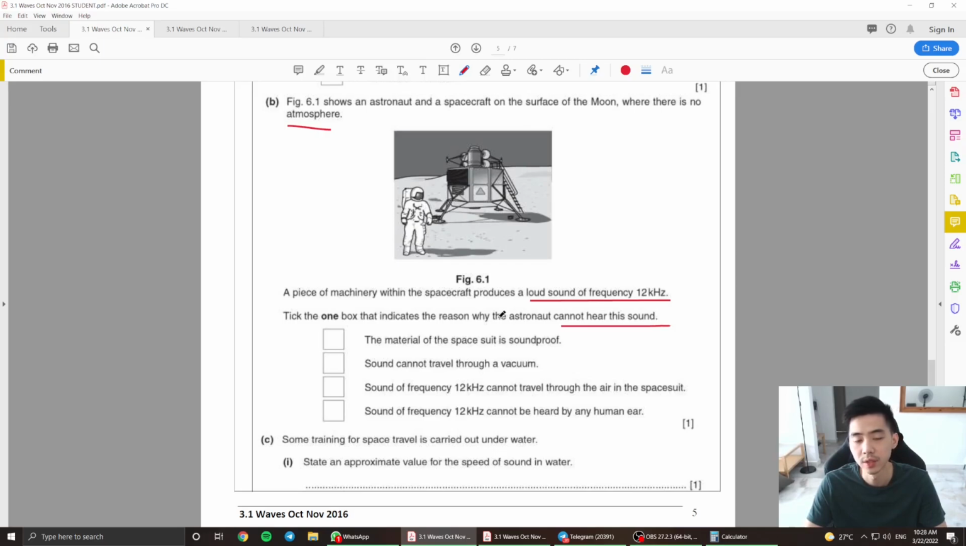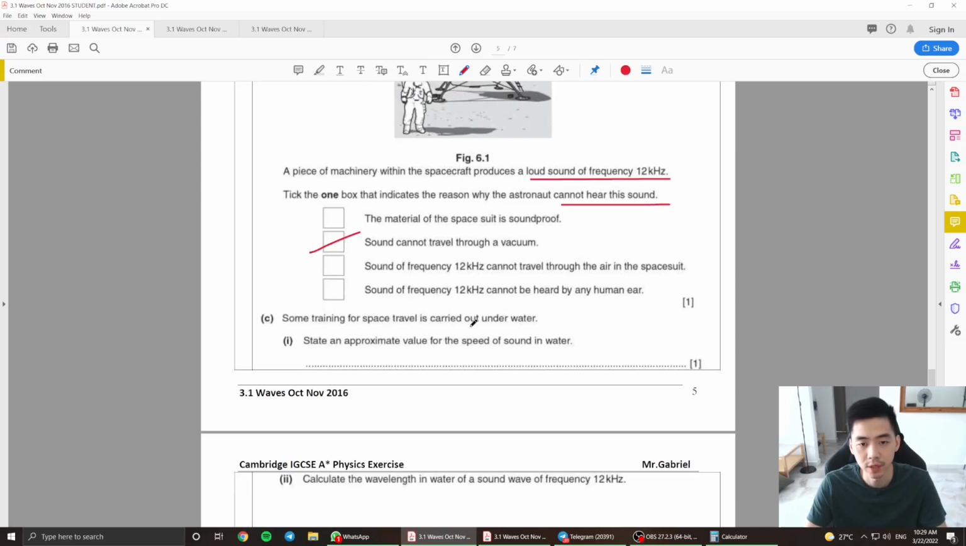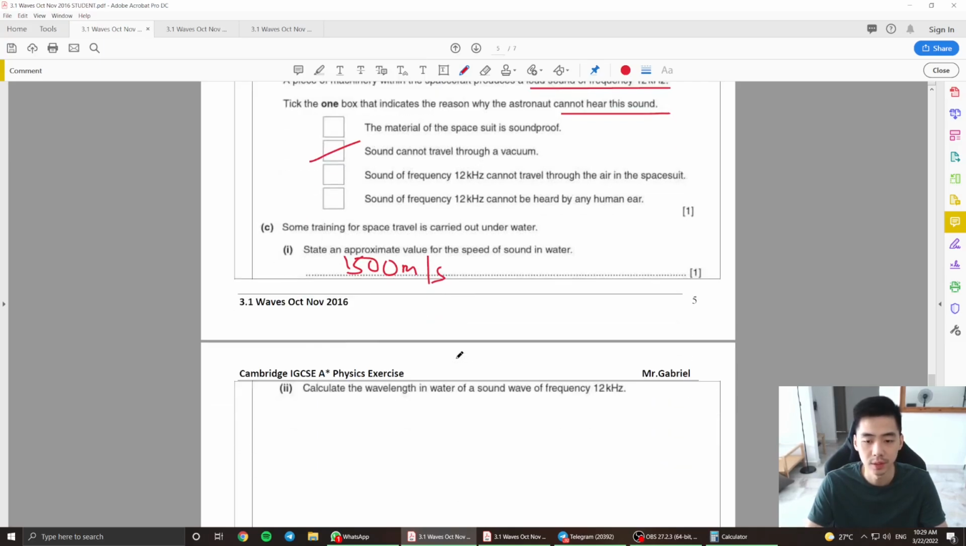Obviously, sound requires a medium, right? And if there is no medium, then sound cannot travel. Looking at the answers here, sound cannot travel in a vacuum. Right? Then some training for space travel is carried out underwater. State an approximate value for the speed of sound in water. Like I mentioned, the 3 values are 330, 1500 and 3000, right? So in this case here, it will be 1500 meters per second.